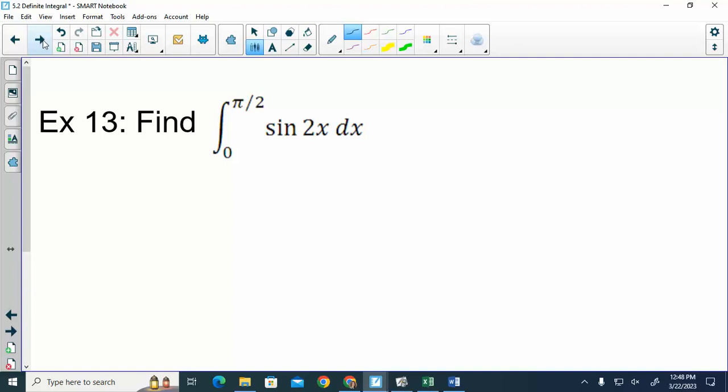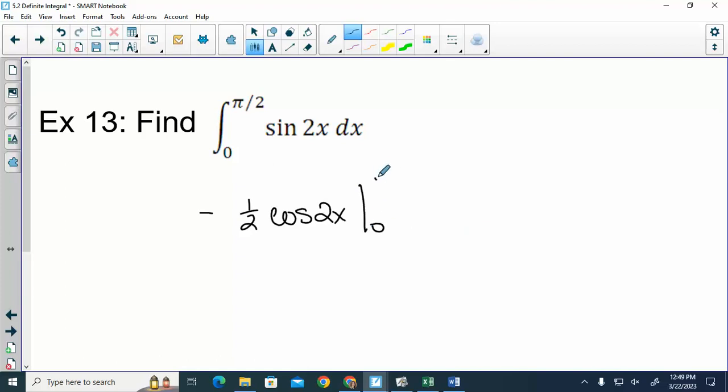So, question is, what has a derivative of sine? Negative cosine. When you do the derivative of a trig function, the angle doesn't change, so it still has to be a 2x. But if you did this derivative, you would have to multiply by the derivative of the inside, which is 2. So to cancel that, I need a 1/2 inside. So this needs to be negative 1/2 cosine of 2x.